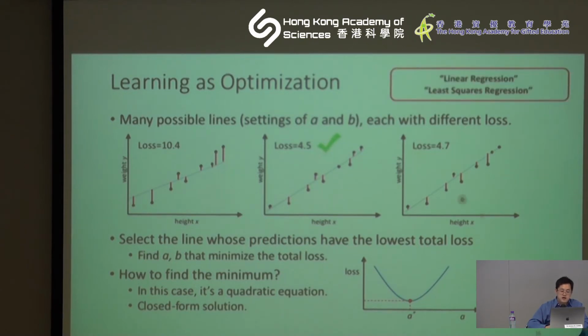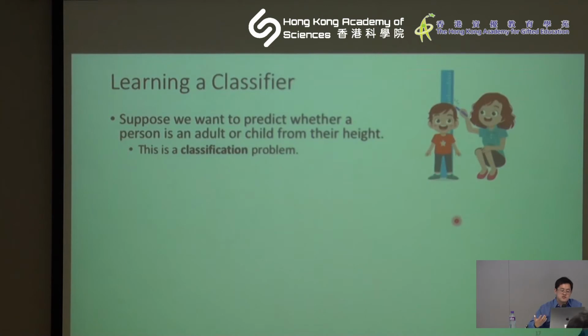Okay, and in machine learning, this is called linear regression, or least squares regression. Now let's try to change the problem a little bit. Now let's say we want to learn a classifier. We want to predict whether a person is an adult or a child based on their height.